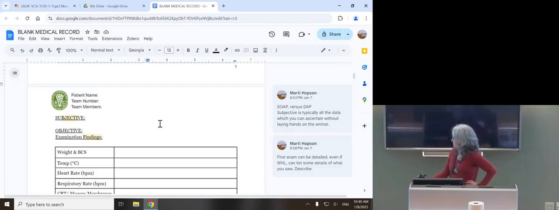When I went to vet school, we called it a DAP, and all of your subjective and objective was just data. We didn't separate them. But that might help. Your subjective and your objective are both different kinds of data. These are things that we're going to say about the animal that you're going to gather. And the easiest way of figuring out where things should go is that your subjective is supposed to be all of the data that you can gain without actually laying hands on the animal.